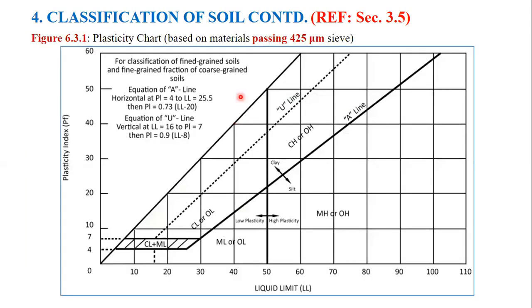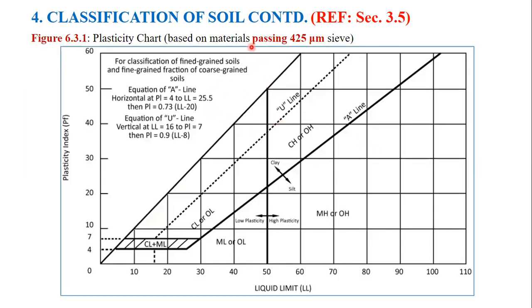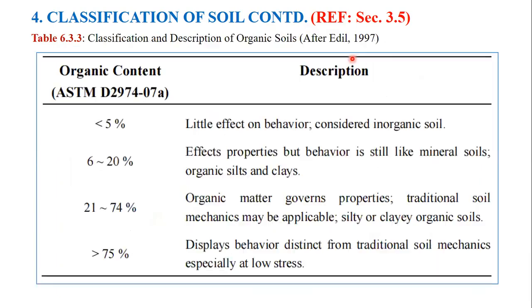So you can easily use this graph and this table to classify what types of soil you have in practical sites. It's very easy to use these curves and material based on the 425 micrometer sieve. And classification and description of organic soil, after EC7 1997, section 3.5, organic content, ASTM D2974-07A.